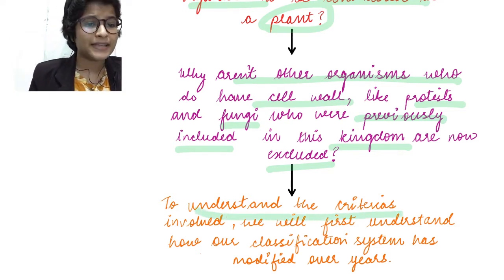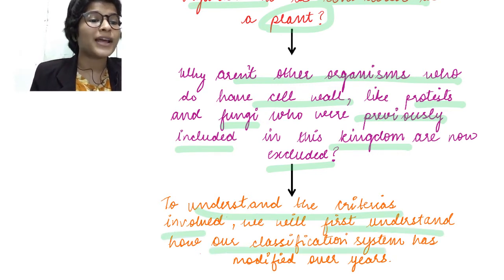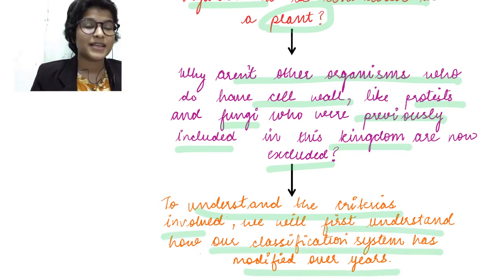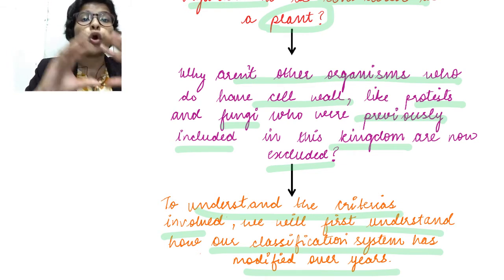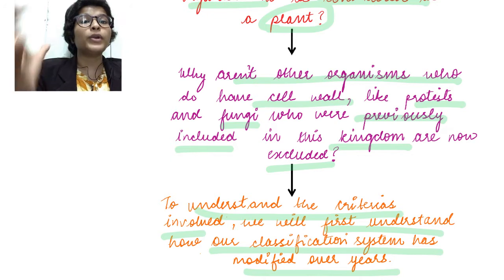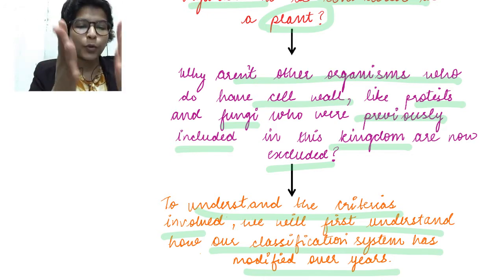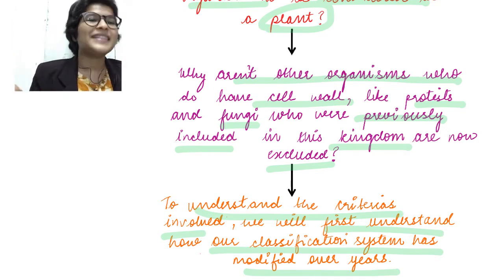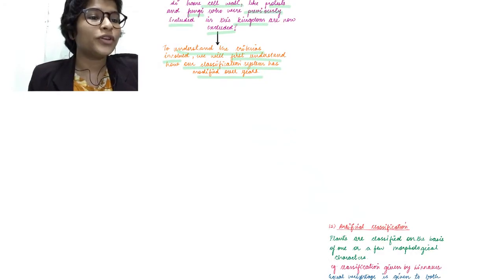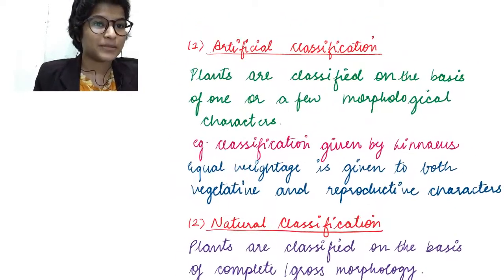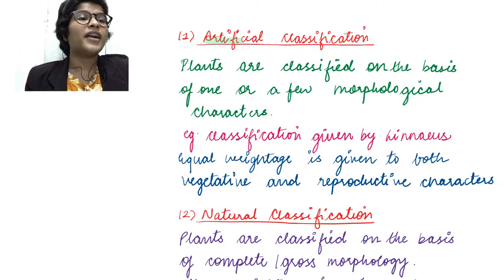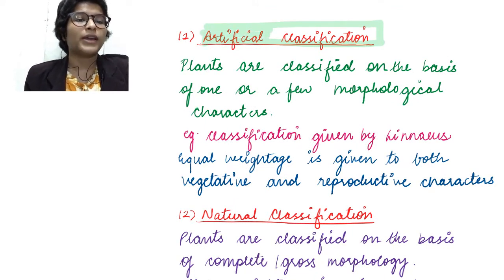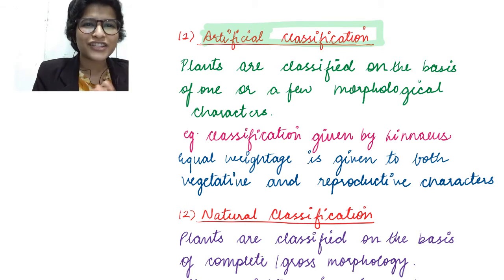To understand the criteria involved, we will first understand how our classification system has been modified over the years. So now we've understood that having a cell wall is not the sole criteria. We need the ability to photosynthesize as well. All the organisms which had these abilities were included in kingdom Plantae, and to later make finer classification, a few criteria were given by scientists over the years. Let's see about them. So the first classification system was the artificial classification system. Okay, so are artificial things good?